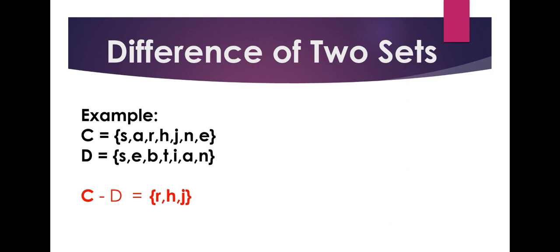Okay, let's have another example. For set C, we have SARHJNE. For set D, we have SEBTIAN. So, again, when we say difference of two sets, C minus D. Ano daw sa set C ang wala sa set D? So, ano-ano ba yon? Meron tayong S, meron tayong E, meron tayong okay, sorry, kulang pala ako dito. So, dapat meron din tayong letter R, H, and J. Since yung R, H, and J ay wala siya kay set D. Pero na kay set C siya.